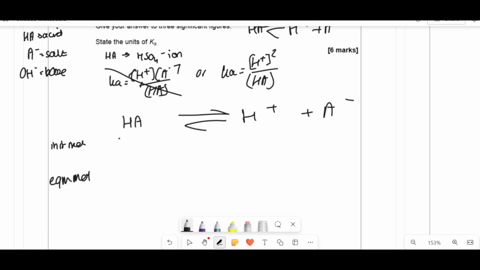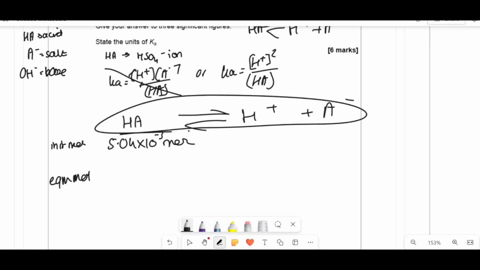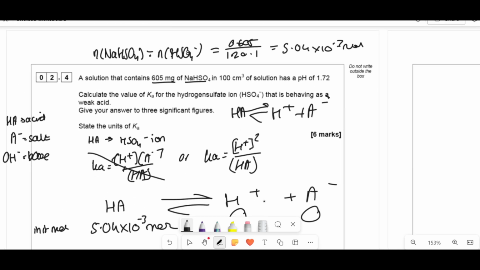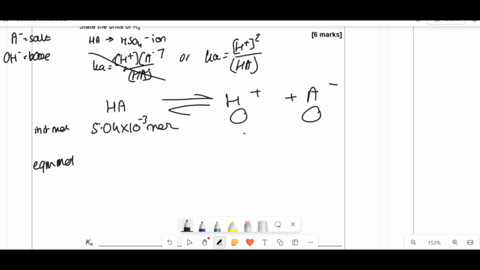So initially, we have 5.04 times 10 to the minus 3 moles. This is pre-dissociation, before it's done anything, so that's going to be 0 and that's going to be 0. Now, once it's hit equilibrium, where it's acting as a weak acid, we need to figure out how many moles of H plus there are. They've told you the pH here, so H plus would equal 10 to the minus 1.72. It's the same volume, so the moles of this would be 10 to the minus 1.72 times the volume.